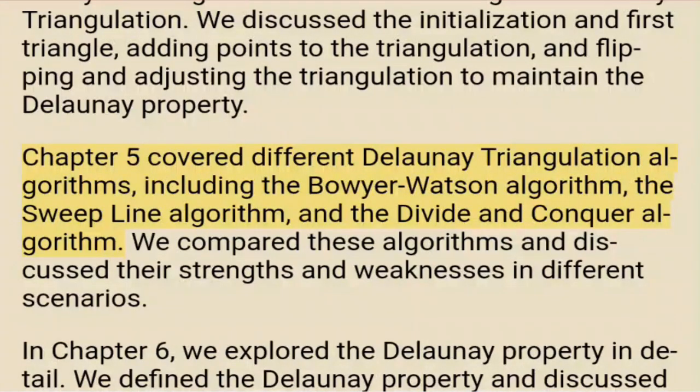Chapter 5 covered different Delaunay triangulation algorithms, including the Bowyer-Watson algorithm, the sweep line algorithm, and the divide and conquer algorithm. We compared these algorithms and discussed their strengths and weaknesses in different scenarios.